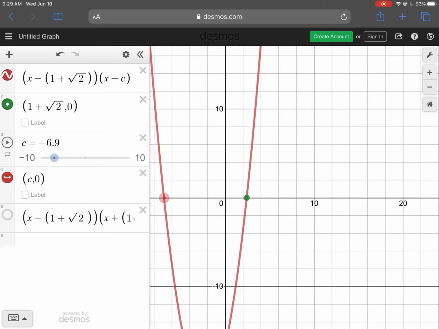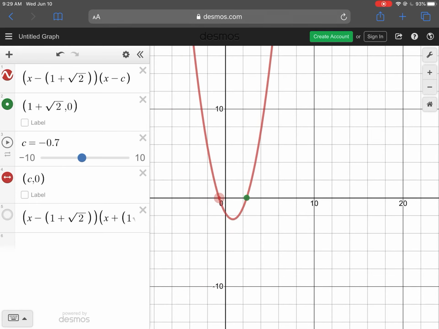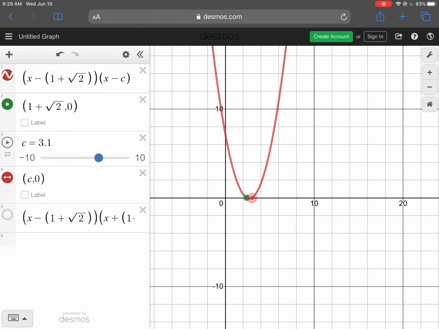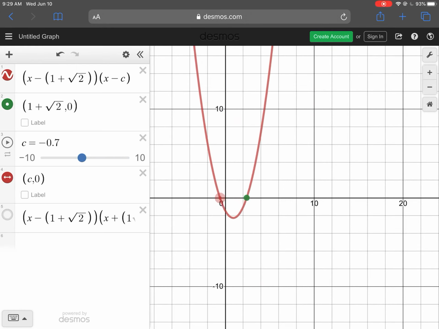I made a slider, so the green point is 1 plus root 2 on the x-axis. The point of this slider is to demonstrate that there's not just one parabola that goes through that green point. There's a lot. So in other words, there's infinitely many quadratic equations that have 1 plus root 2 as a root. Now let me go back to the problem.